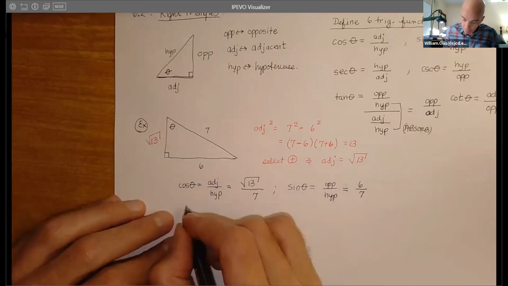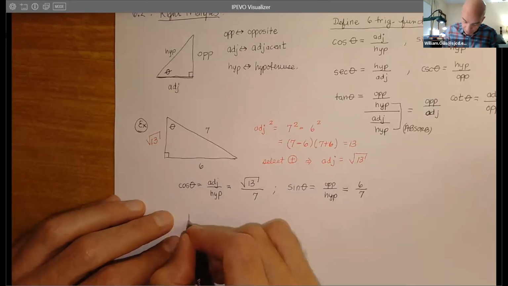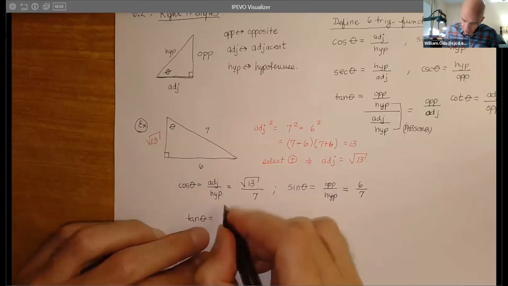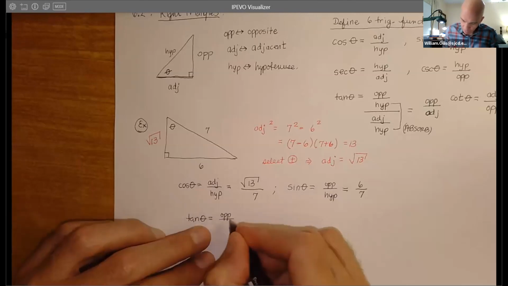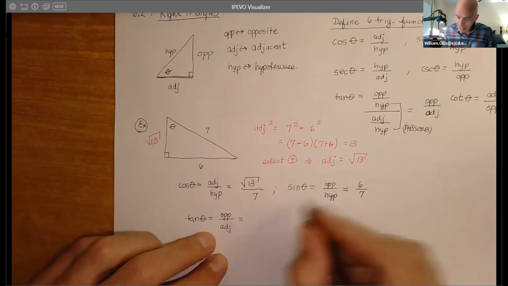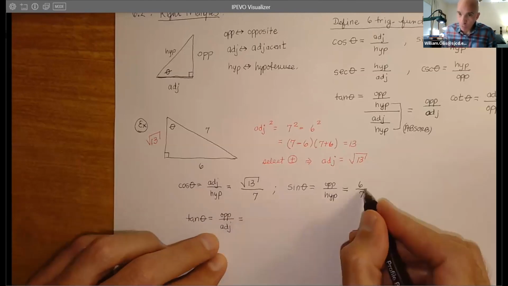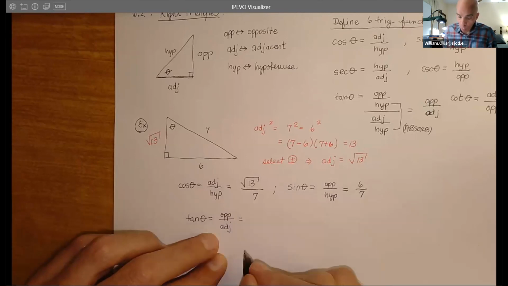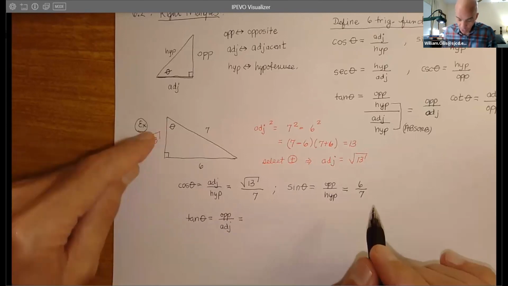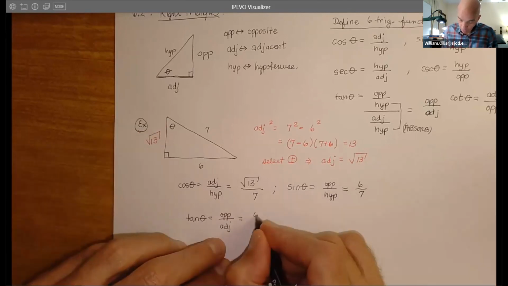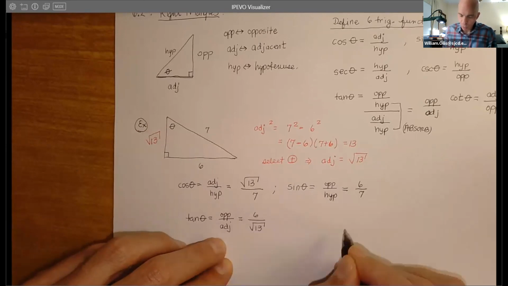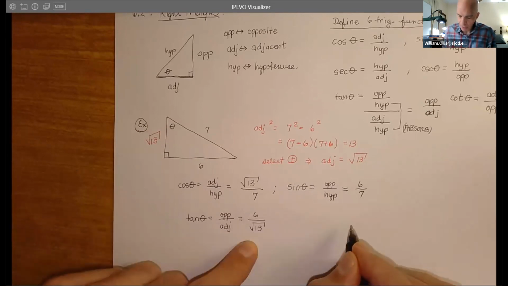So now let's go ahead and do tangent theta. Let me just write down what it is. Opposite, I said I wouldn't, but I'll do it anyway, over adjacent. So this will be basically sine over cosine if you want, or you can say, well, I'm not going to do that. I'm just going to do opposite over adjacent, which is 6 over square root 13. And you don't need to rationalize. Trigonometry doesn't care. That's fine.